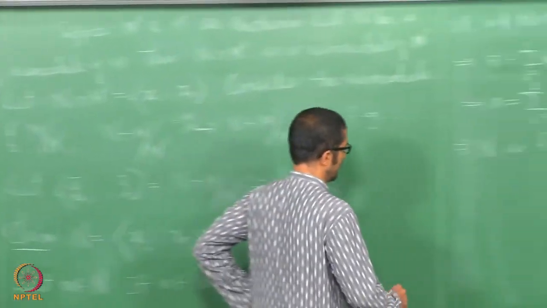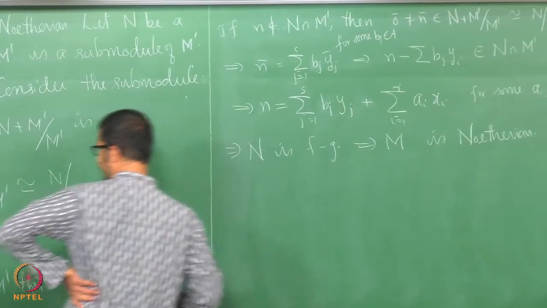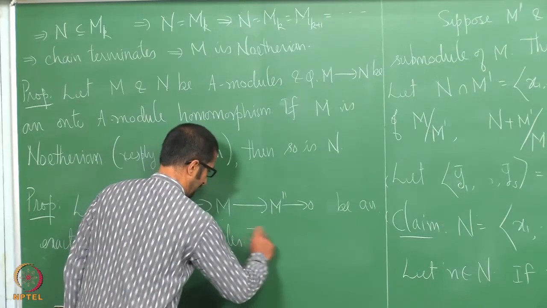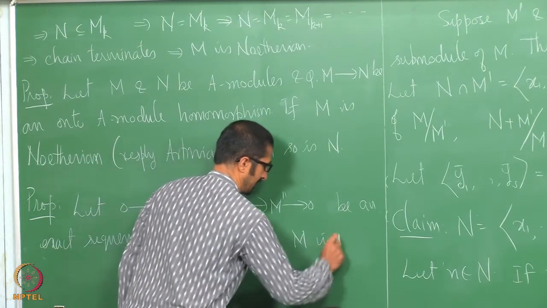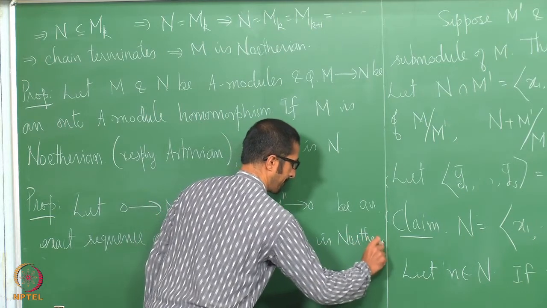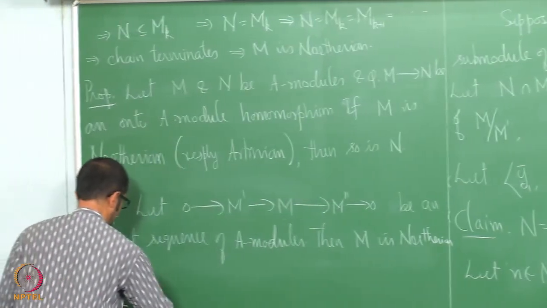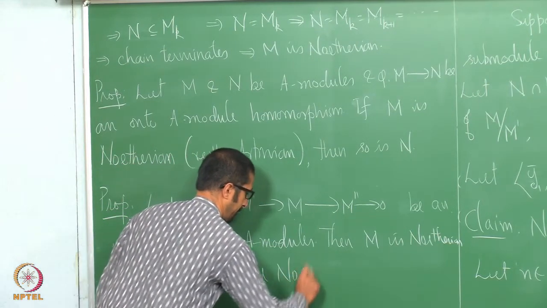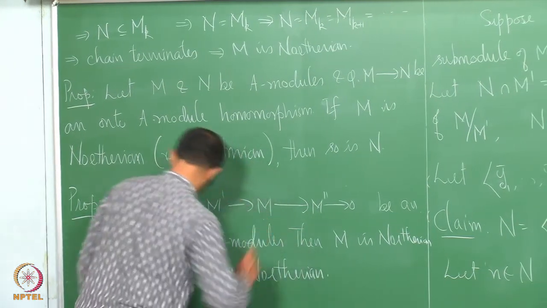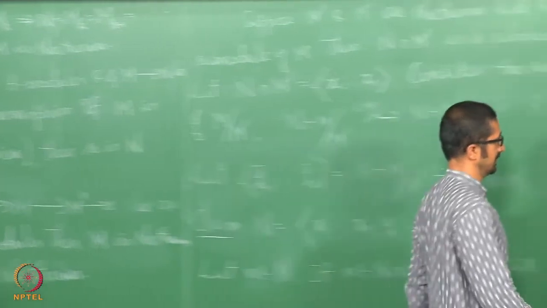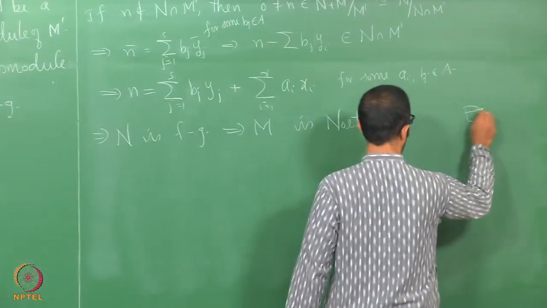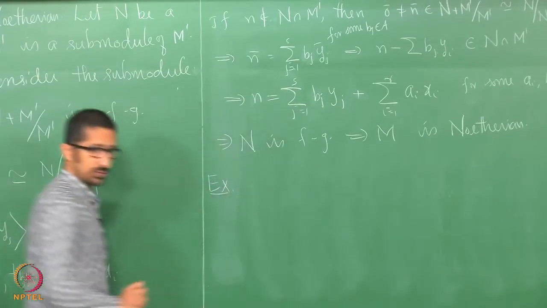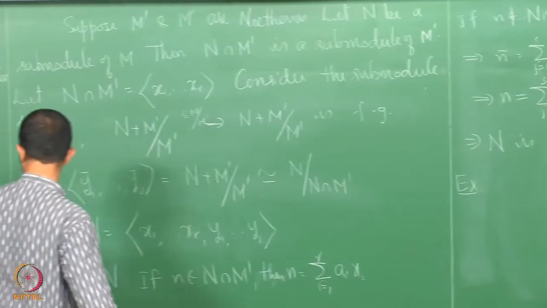Okay. So, therefore, what we have shown is that M is Noetherian if and only if M prime and M double prime are Noetherian. Okay. And this is precisely the proof. I will leave it to you to verify that the same is true for Artinian.